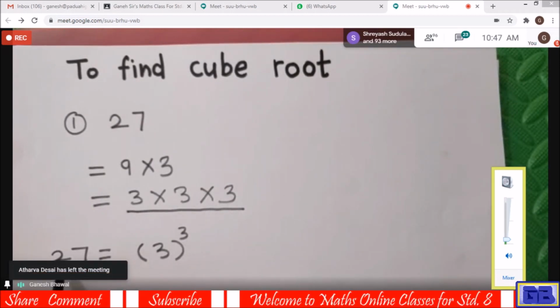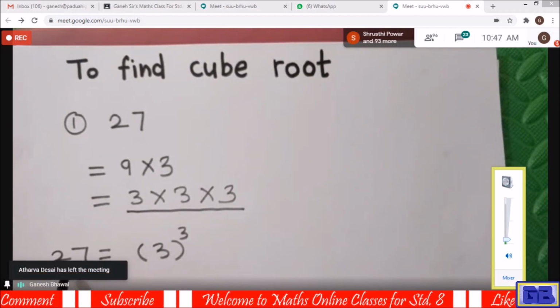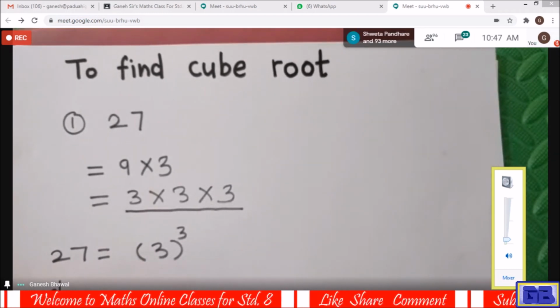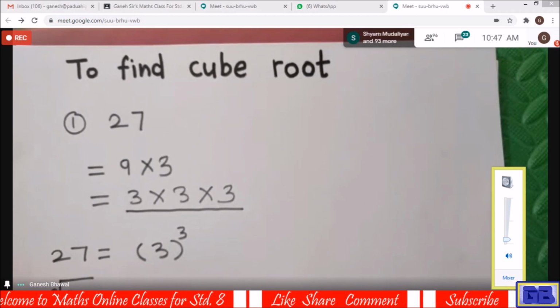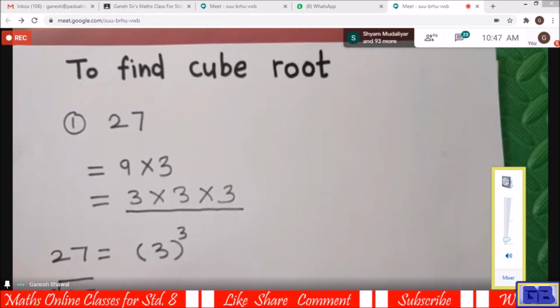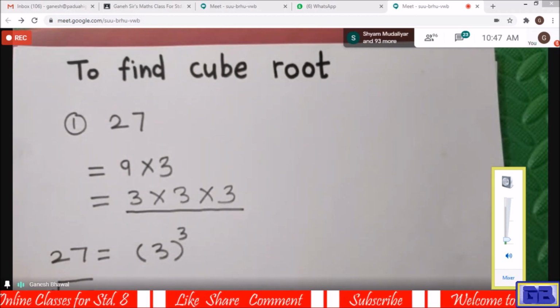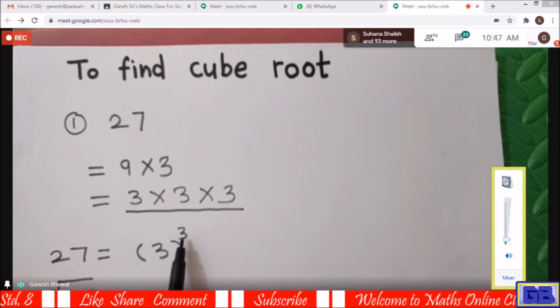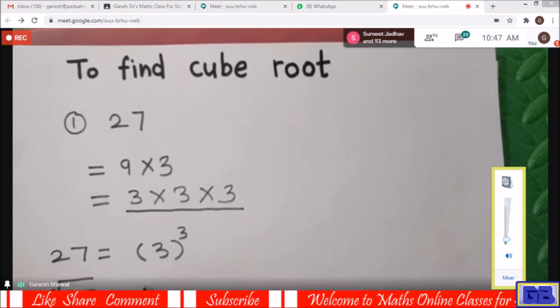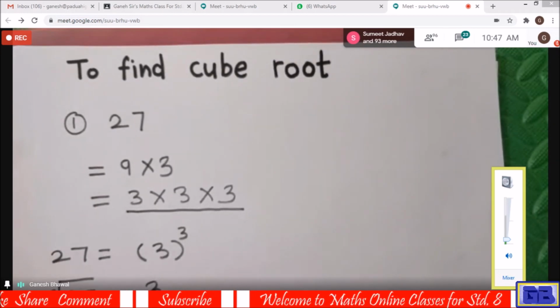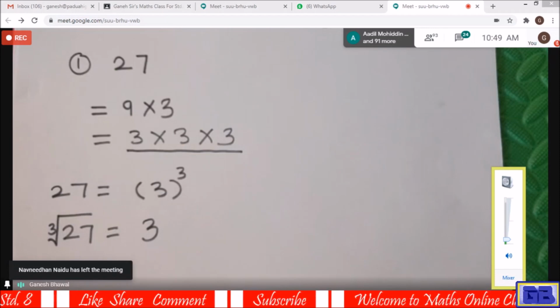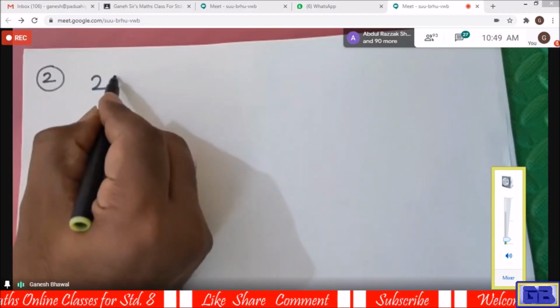Now we have to write this 27 in the form of a cube root. If we have written it in this form, it means this cube will go, only this 3 will be left, and that is the answer. We will take another example, 216.